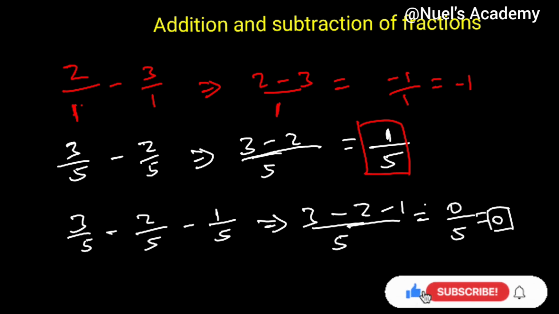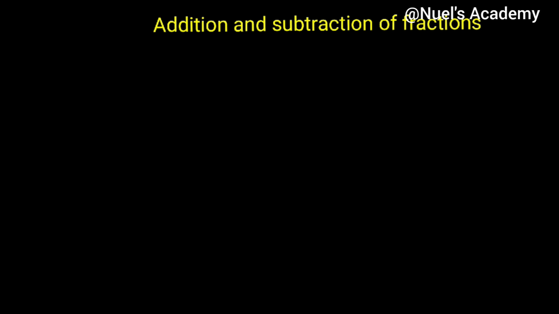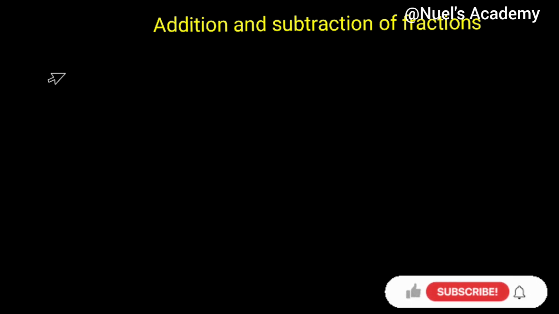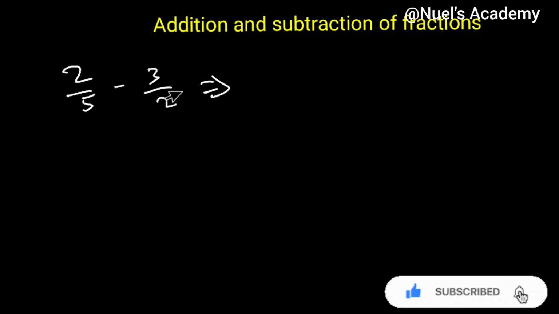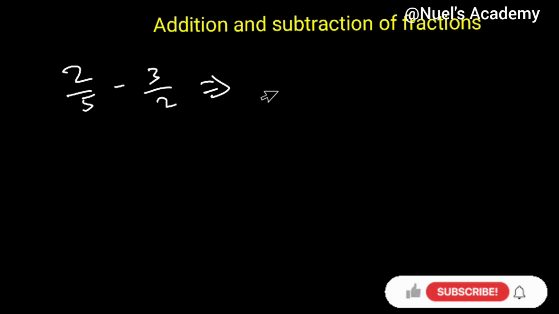So let's look at the cases of different denominators. Let's assume you have 2 over 5 minus 3 over 2. So what is going to be the answer to this subtraction of fractions? In this case, they have different denominators. We have two methods of solving it. Either you solve it by the LCM, like finding the LCM of 5 and 2. So the LCM of 5 and 2 is equal to 10.